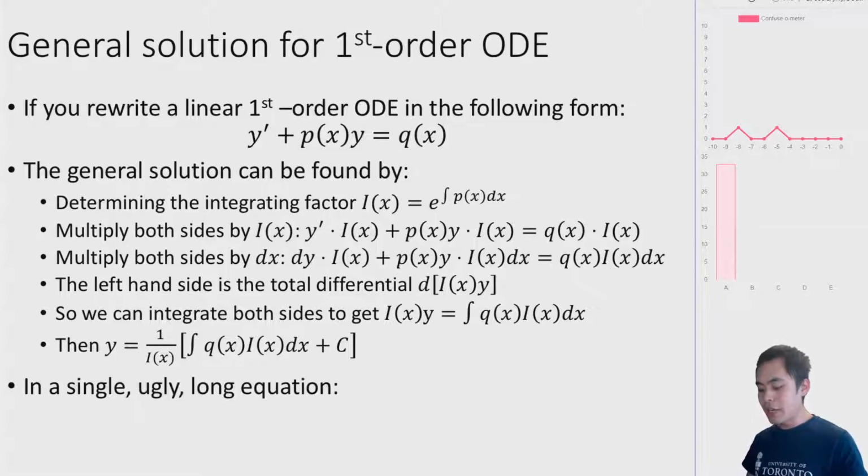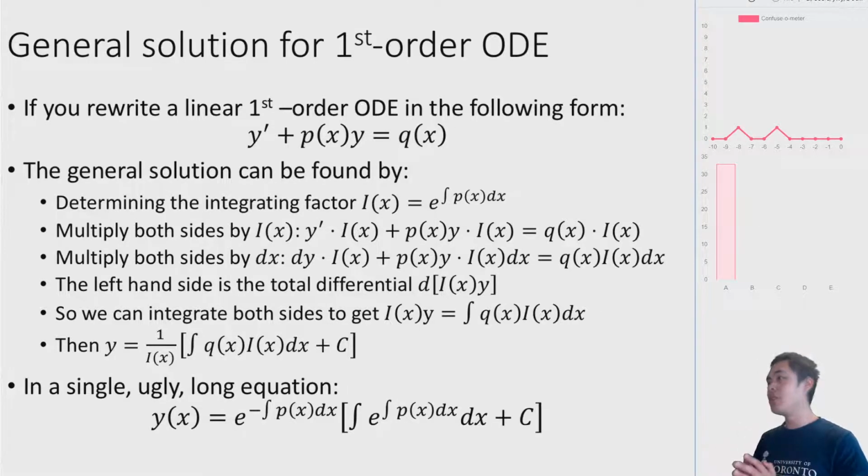And if you wanted to, you could write it in a single big, long, ugly equation, which I'm not going to bother reading out since it's just what all the other steps did. So if you wanted to, you could just memorize this equation, and so long as you put the linear first-order ODE in that form, you can just plug everything in, and it'll give you the answer. I find it much easier to go through all the steps because those steps are general instead of memorizing this equation.